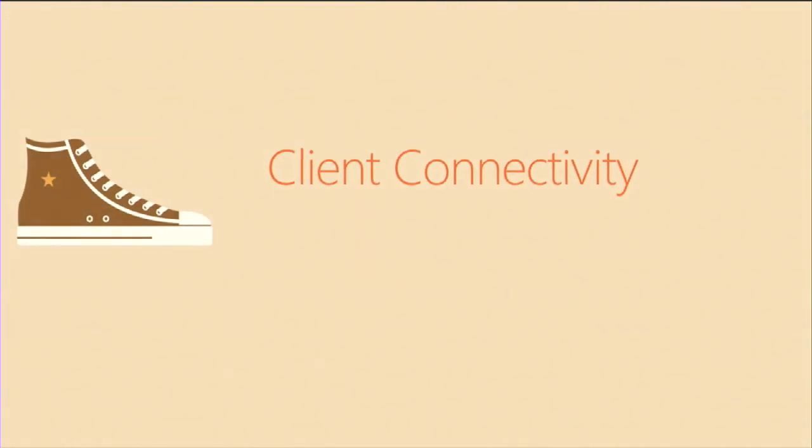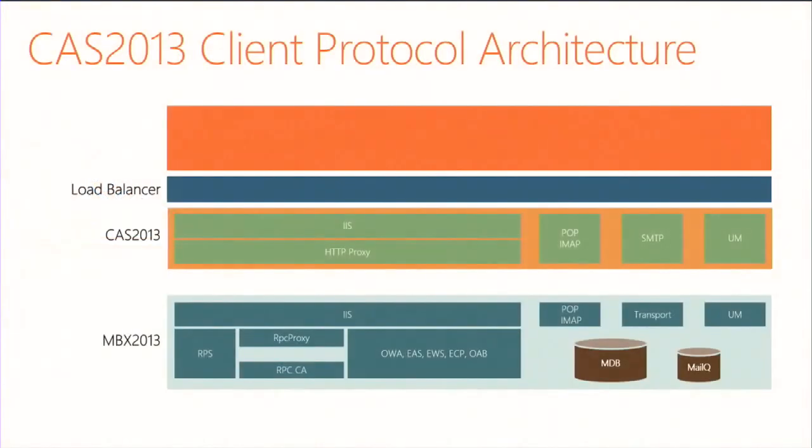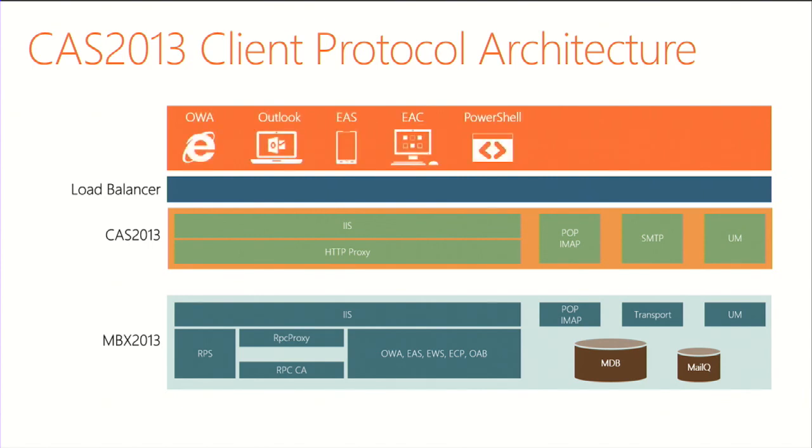So let's switch gears and talk about client connectivity. The client protocols. We have a bunch of HTTP-based clients now. We have OWA, ActiveSync, PowerShell, the Exchange Admin Center. All of those connect using HTTP. They're going to hit a CAS, be assigned to a CAS, and the CAS is then going to proxy those sessions to the mailbox server hosting the active copy of that database for that given user's request.